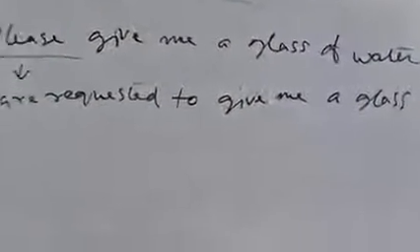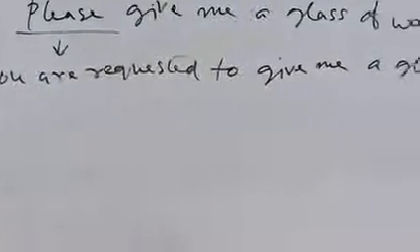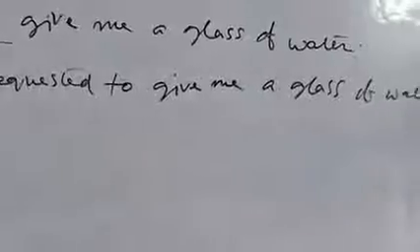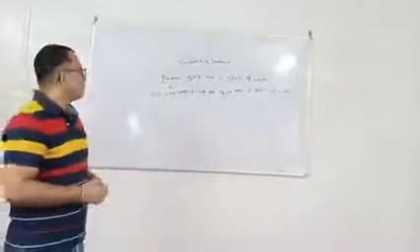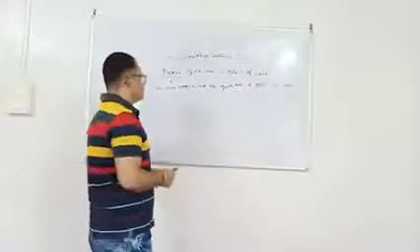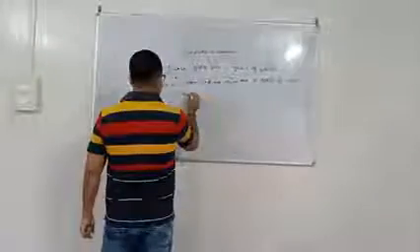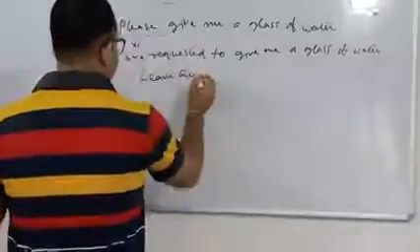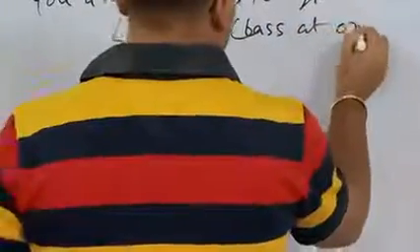So this is how we change voice from active to passive if the sentence is imperative and if the imperative sentence conveys a particular request. And in case of order, how do we change it from active to passive? Leave the class at once.